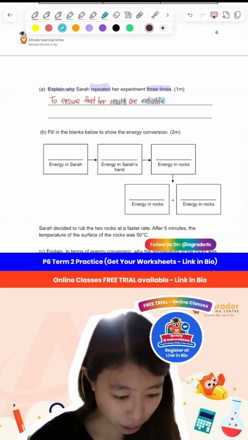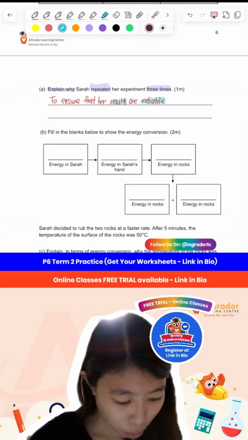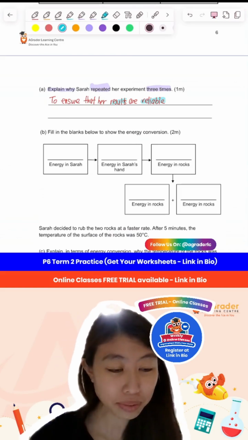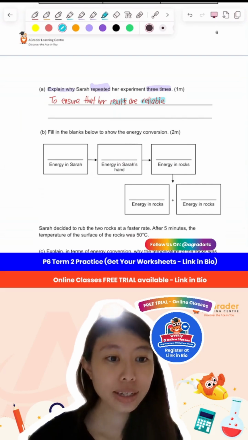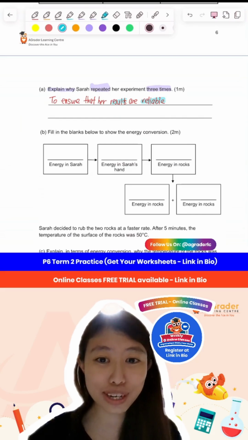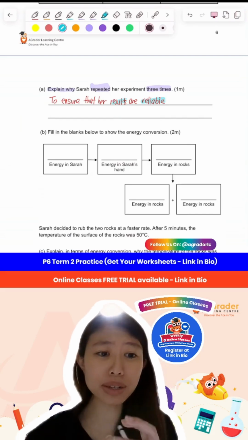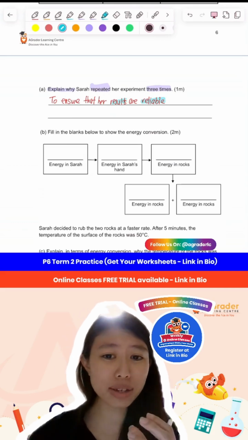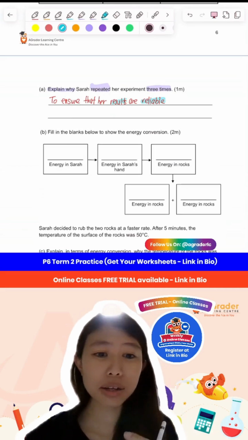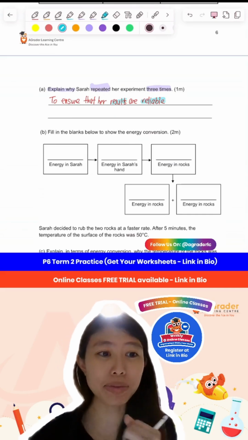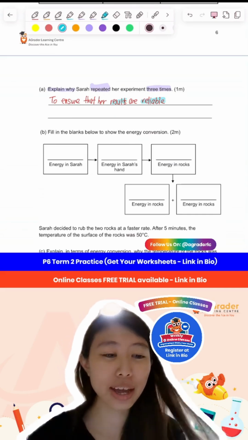All right, so for B, can you all tell me what is the energy conversion here? As long as you mention results reliable is good enough. I know some schools say once, some schools want the word average, some schools want the word consistent. I think it depends on the teacher, but the minimum they have to write is reliable and results.